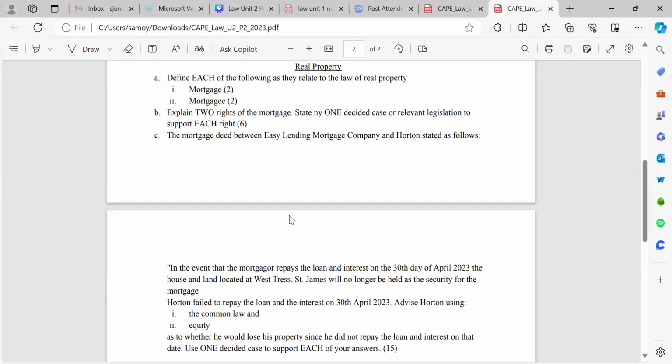Next question. Explain two rights. I think I saw those when I came in, so y'all should know those as well. Okay, so all right, one right would be the right to redeem, and there's also the right to rents and profits.